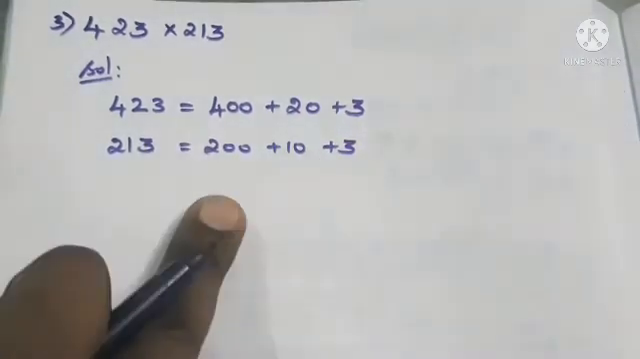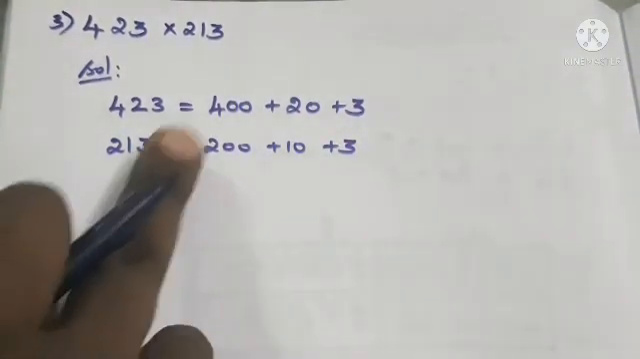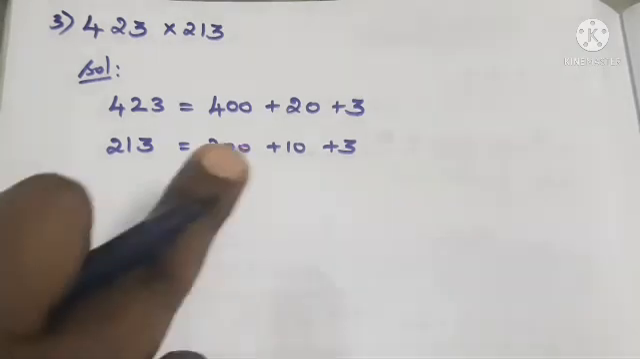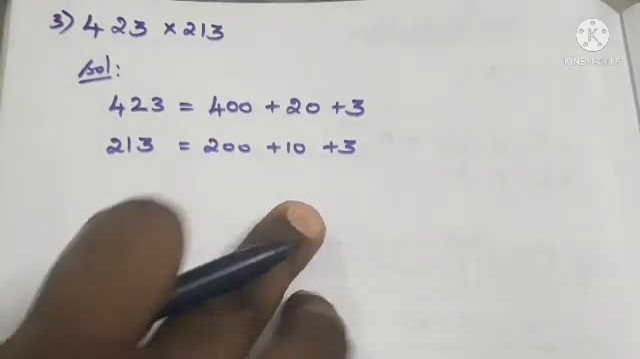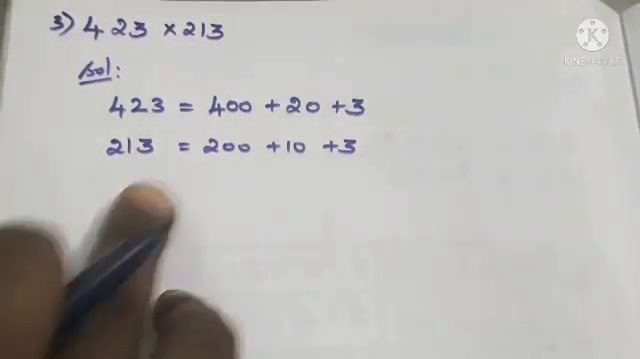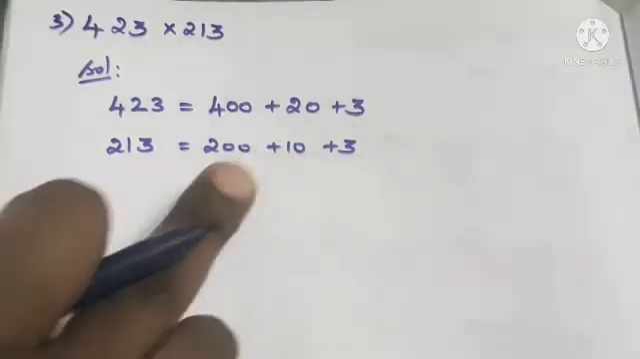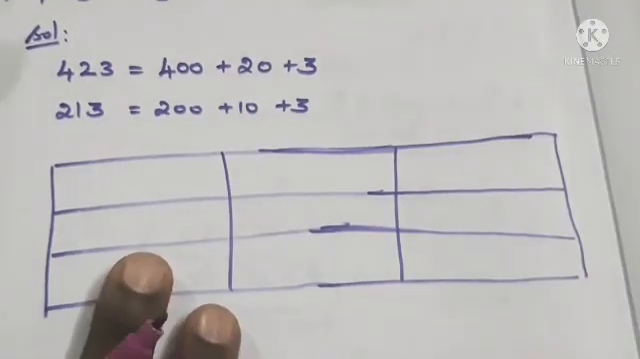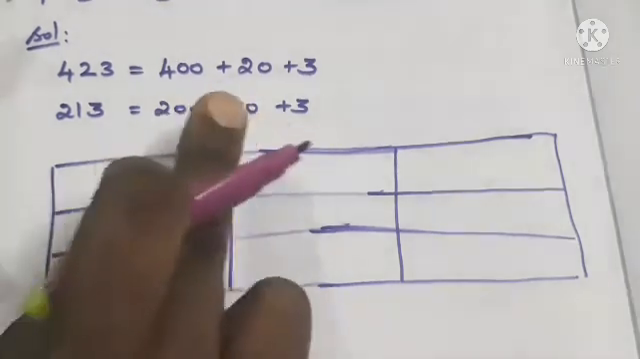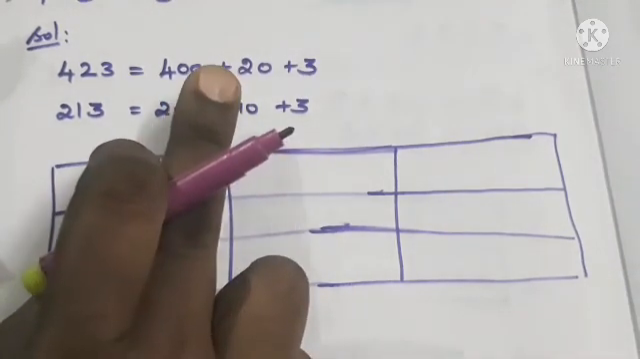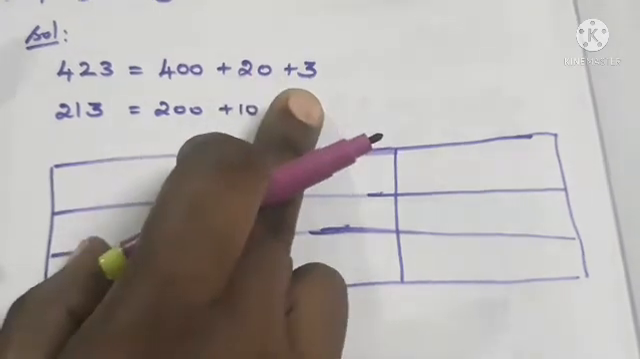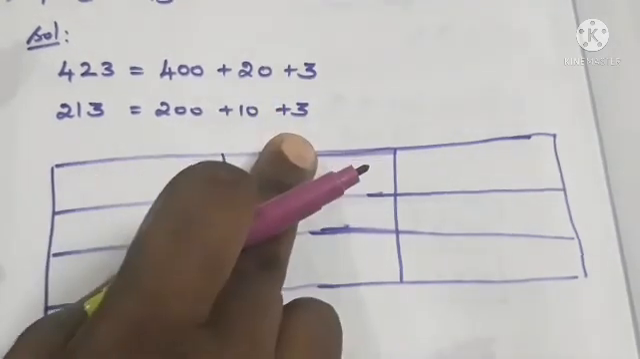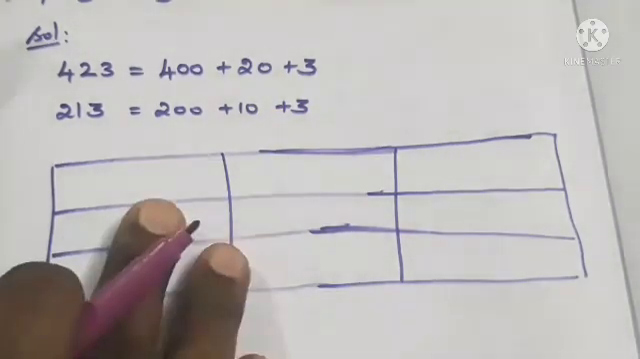Okay, so this is the first step. First step, we have to break the numbers. Break the multiplicand and the multiplier like this. Next we can draw the box and place these values above the box and left of the box. So the second step, we have drawn the box. Here the multiplicand has 3 numbers and the multiplier has 3 numbers. That's why we have 3 columns and 3 rows.